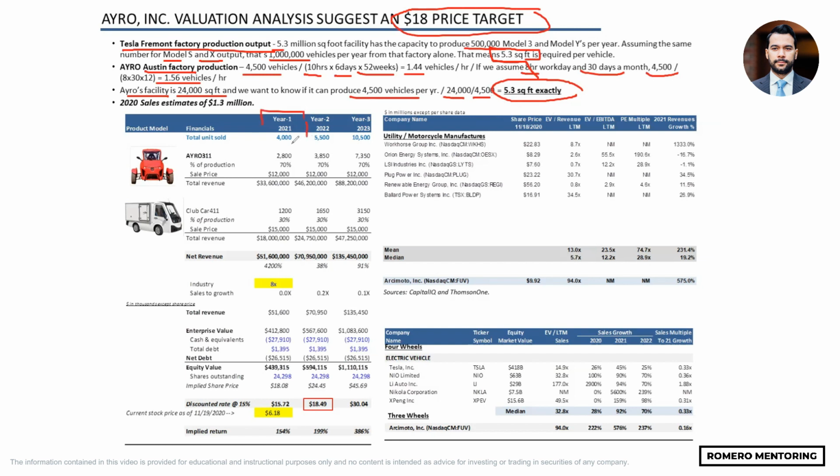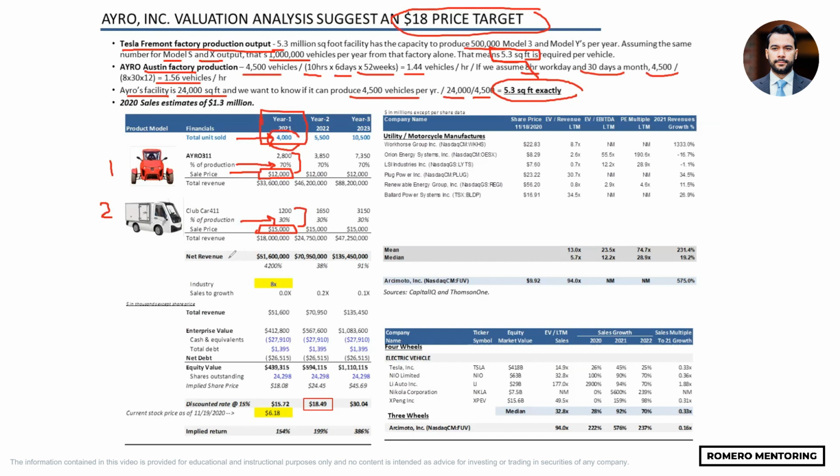So for year one, I'm going to assume that they might sell 4,000 units, broken down into both of their models. The average sales price of the Ayro 311, I'm saying approximately $12,000. This is public information that you can find. I actually included the links down below in the video description. And then for their Club Car 411, we're assuming a sale price of $15,000. Then how many units are they going to sell? 2,800 for the Ayro 311, and 1,200 for the Club Car. This is a percentage of production: 70% and 30% of the entire 4,000 units.